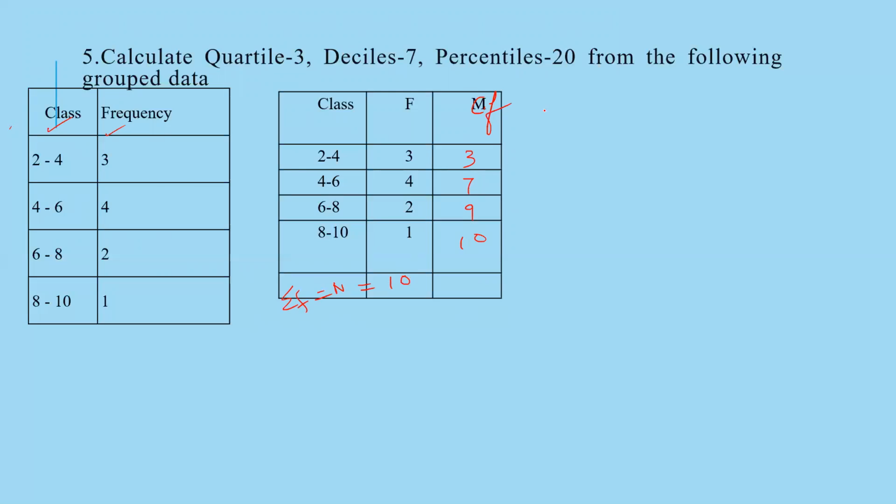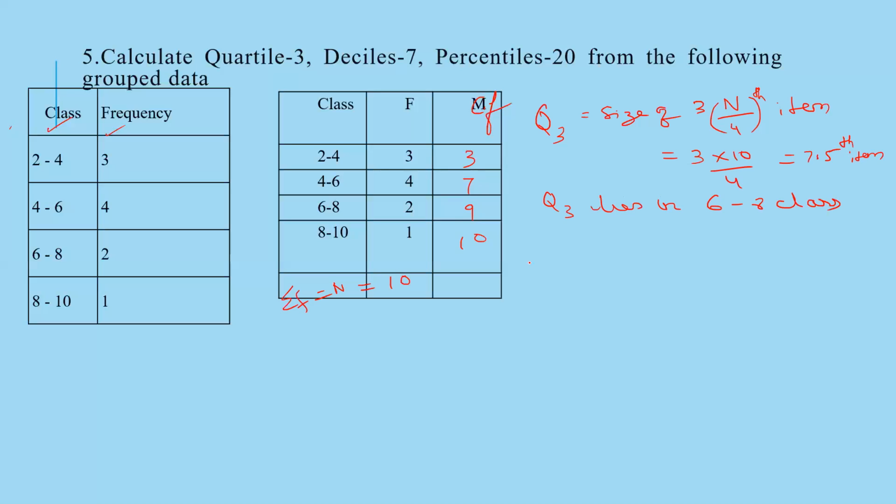Now let's calculate Q3, which is the third quartile. Since it's a continuous series, the formula is size of 3 into n by 4th item. So that is 3 into 10 by 4, which is equal to the 7.5th item. Now we know that the 7.5th item, Q3, lies in which class? The 6 to 8 class. So you need to calculate the exact value of Q3 now.